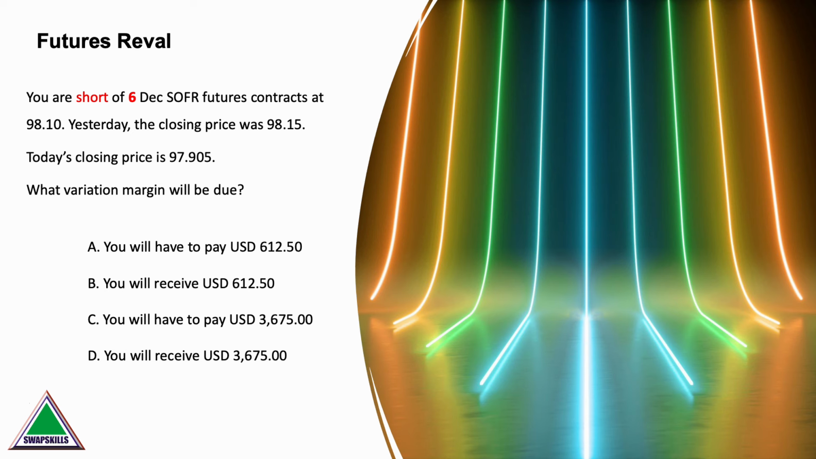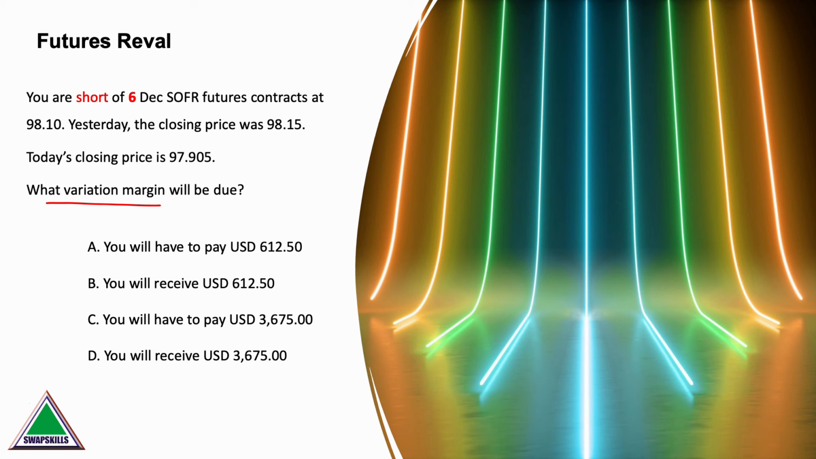Now the examiner's been sneaky here. They're doing this on 6 December SOFR contracts, that's the secured overnight financing rate. And originally, when the contract opened, it's 98.10. Well, the 98.10 is actually irrelevant because all we're interested in here is this. It says yesterday the closing price was 98.15. Today's closing price is 97.905. What variation margin will be due?